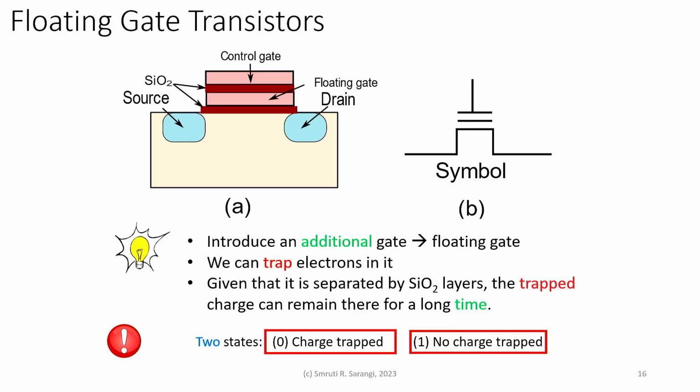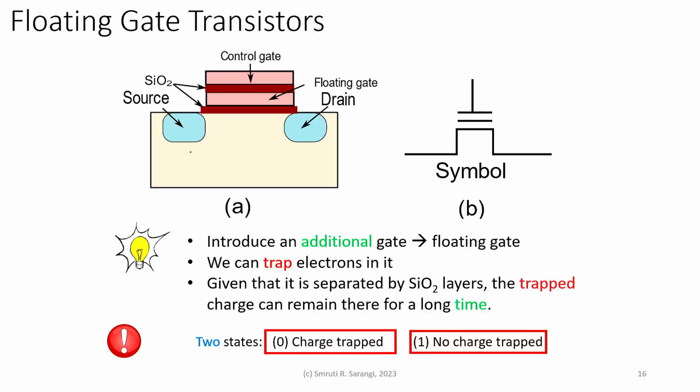How does it work? Well, to store one bit, all that you need is one transistor. As you can see over here, we have a source, we have a drain, and then we have a channel. So this is what a regular NMOS transistor would look like, and we would have a silicon dioxide layer, which is nothing but the dielectric, and we would have a control gate which is made of polysilicon.